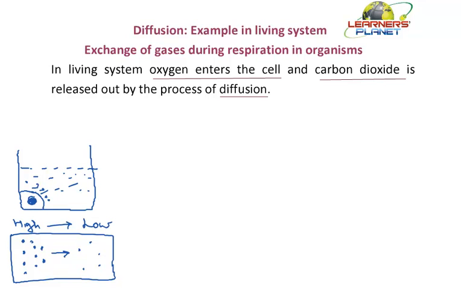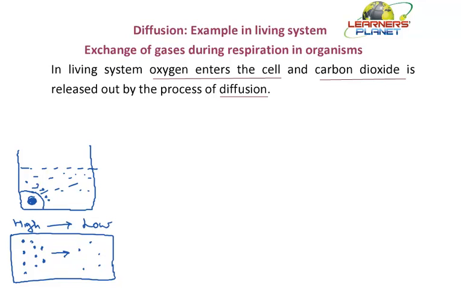Exactly. The air which we inhale, how much percentage of oxygen is present over there? It is 21%. Whereas carbon dioxide is just 0.03%. Now when we compare this with the concentration of oxygen and carbon dioxide inside the cells, then what is supposed to come out?